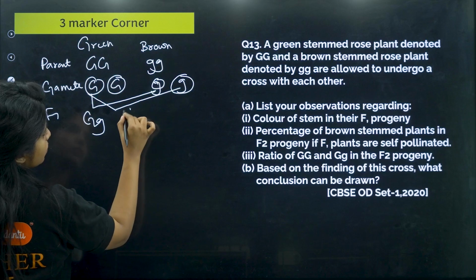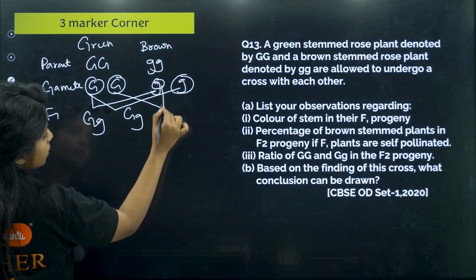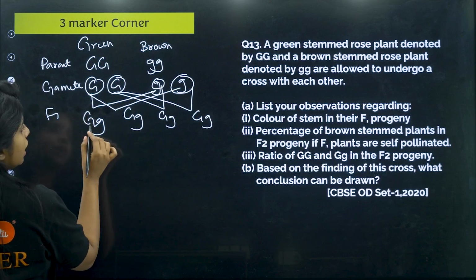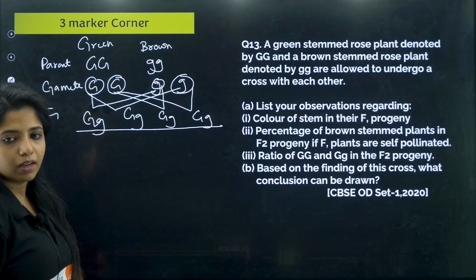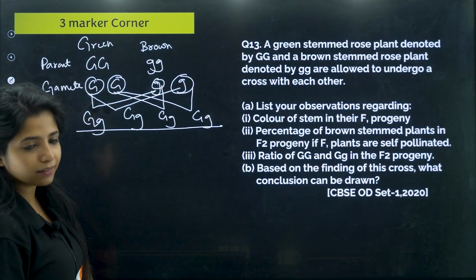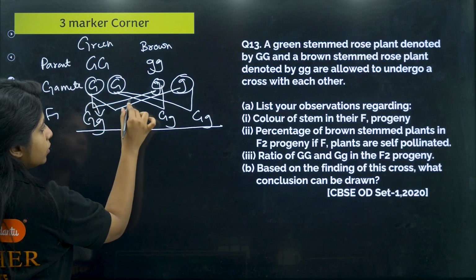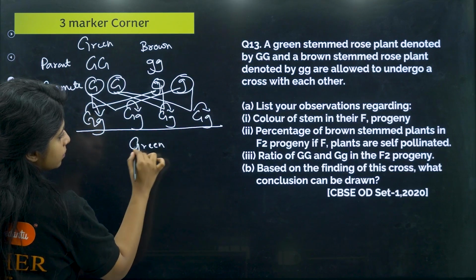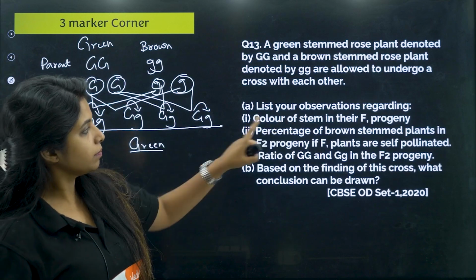When you fuse this with this, you get capital G small g. This with this, again capital G small g. Children, F1 progeny, tell me, are they brown or are they green? They will be green because there is one dominant allele over here. All of them, children, will be green in color. So, color of the stem will be green.